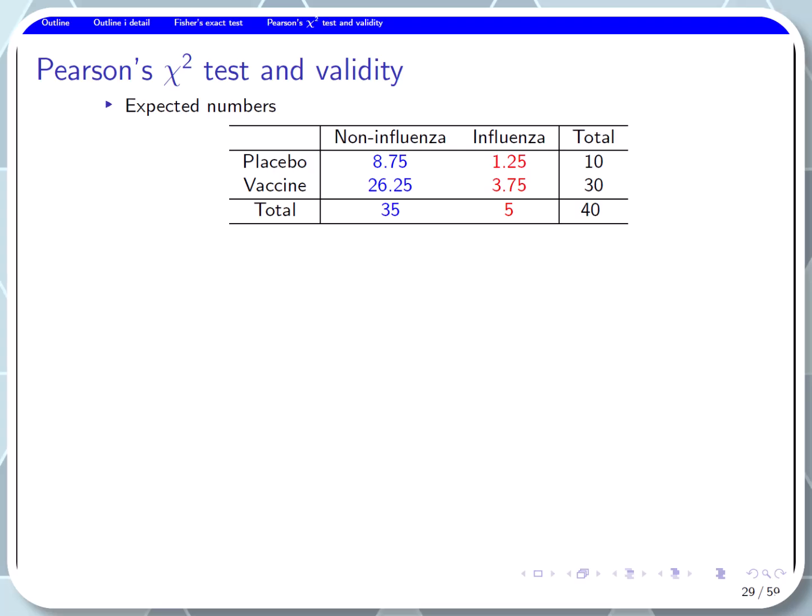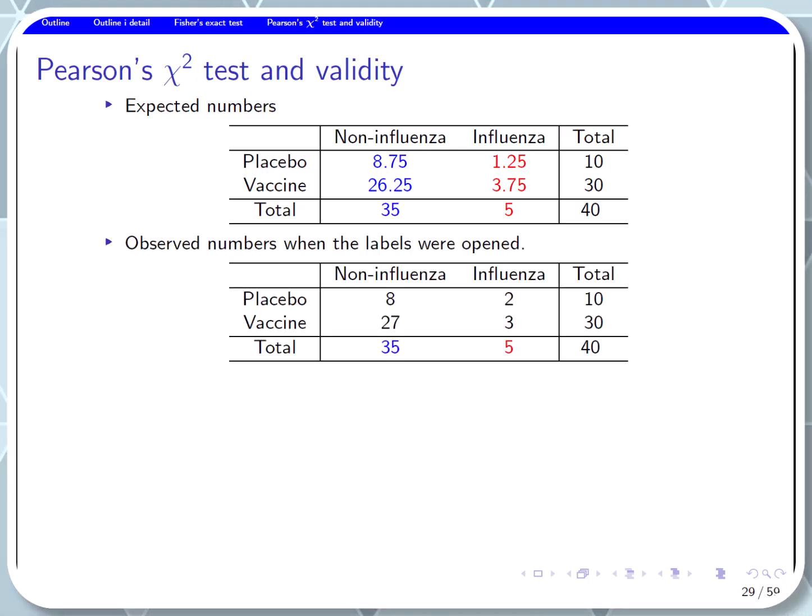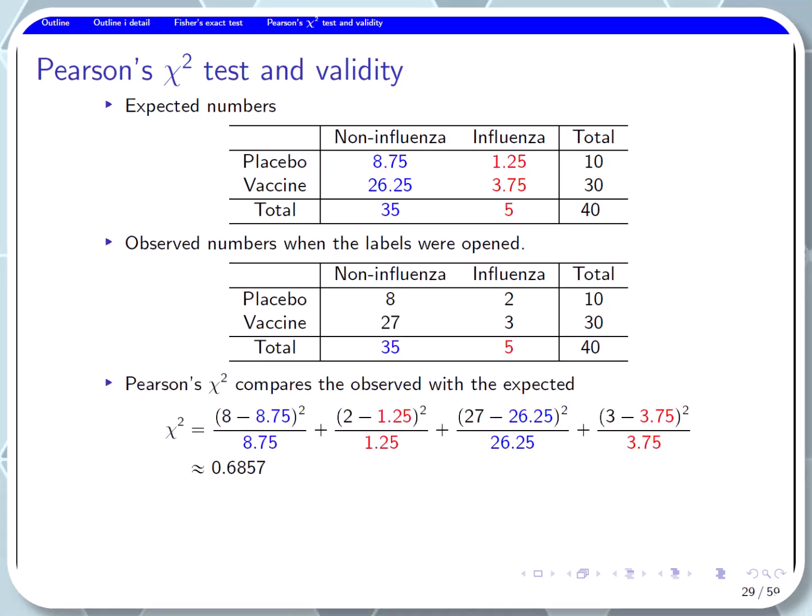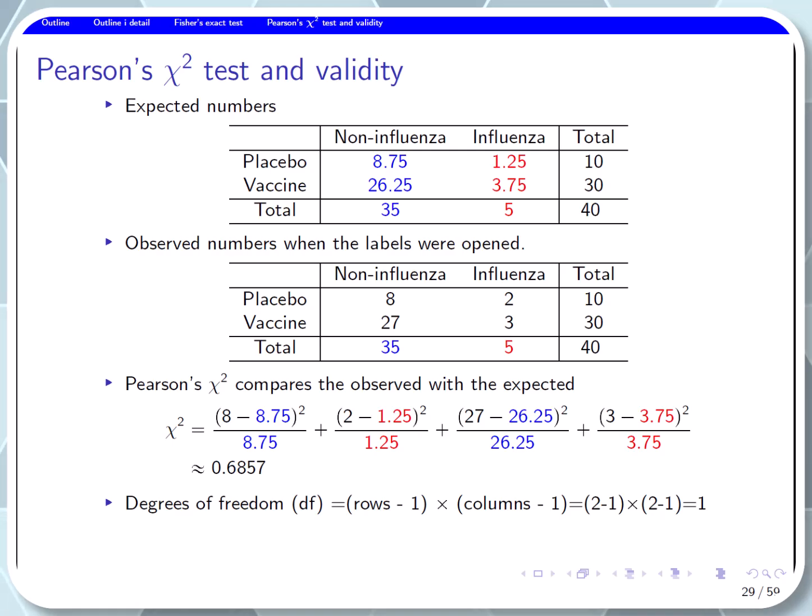Pearson's chi-square test and validity. The first table is the expected numbers. The second table is the observed numbers. Pearson's chi-square compares the observed with the expected numbers. We can also calculate degree of freedom equal to rows minus 1 times columns minus 1, equal to 1. I hope you have calculated the correct numbers. If you need more explanations, you should watch the first and the second video.